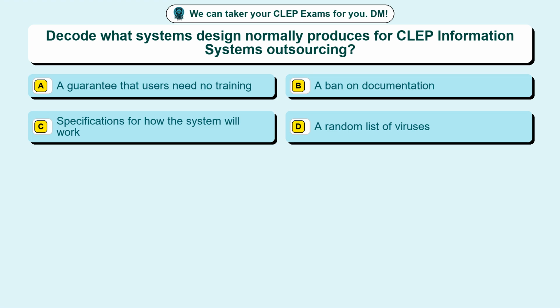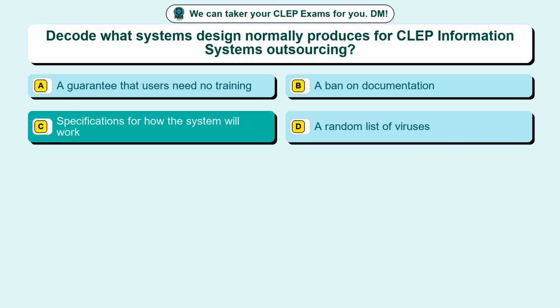Question 67. Decode what systems design normally produces for CLEP Information Systems outsourcing. Option A. A guarantee that users need no training. Option B. A ban on documentation. Option C. Specifications for how the system will work. Option D. A random list of viruses. The correct answer is option C.